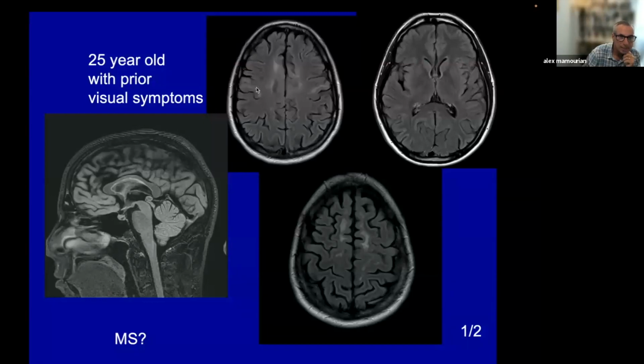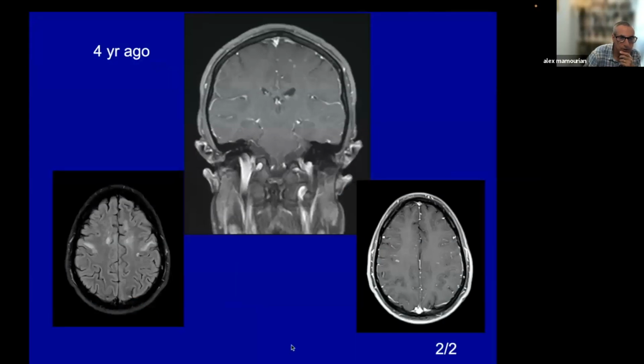Now notice the symmetry of involvement. Here you see subcortical involvement, this kind of paired subcortical involvement in the frontal lobes, and somewhat unusual in that there's relative sparing of the ventricular border. You don't see any definite callosal lesions, maybe a dot here. But this is what the patient looked like 4 years previously.